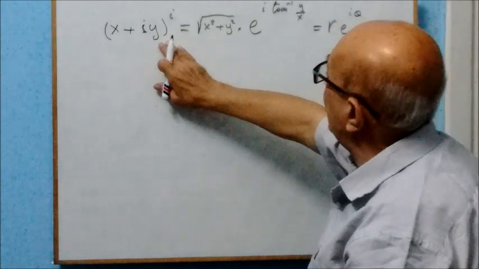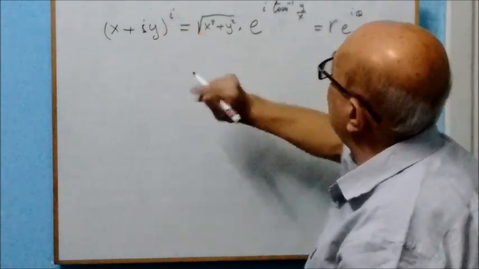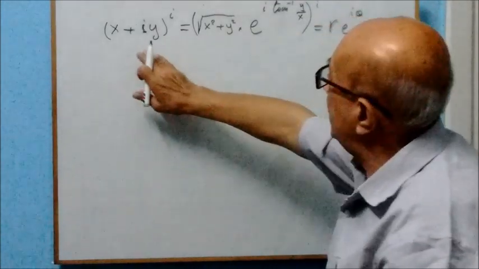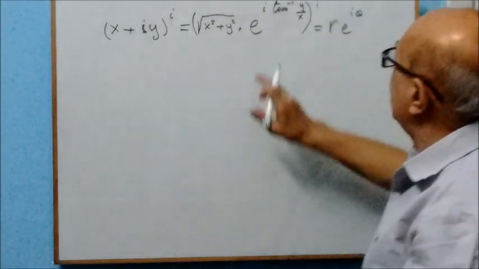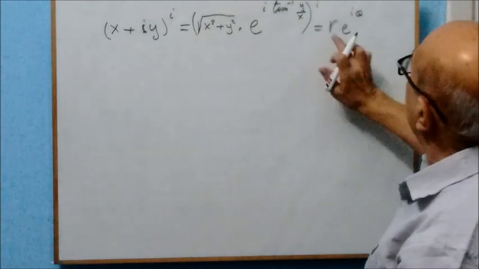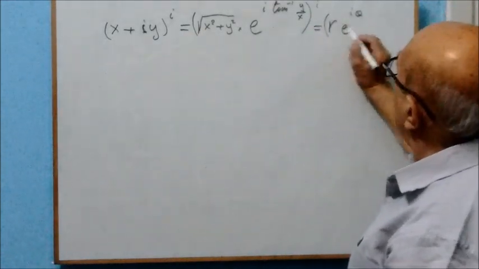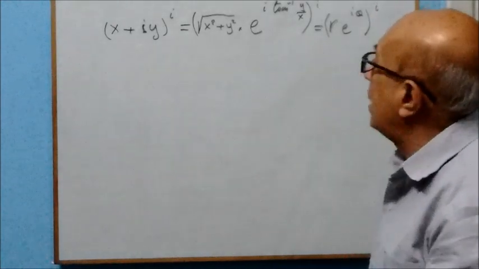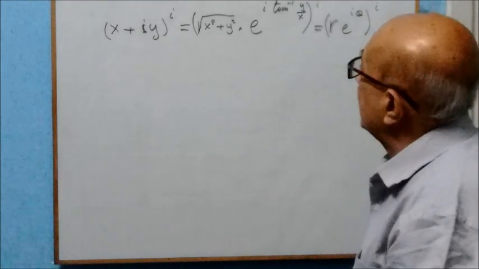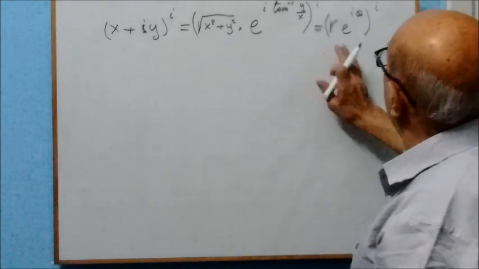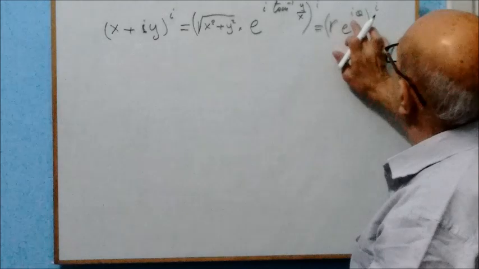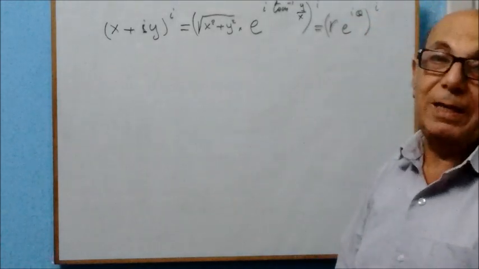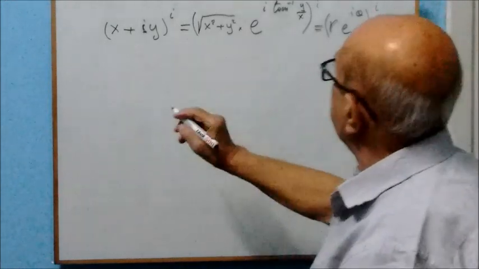This is our quantity here, but this is raised to the power i. What we have is x plus iy raised to the power i, which is r times e to the i theta raised to the power i. Now, r times e to the power i theta raised to the power i. How to calculate it? So simple.